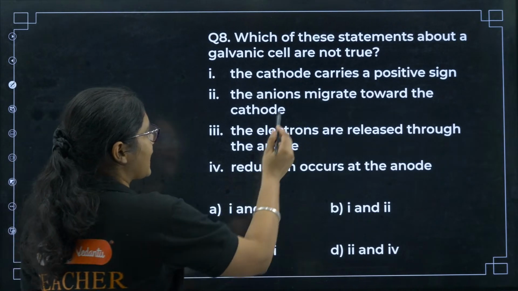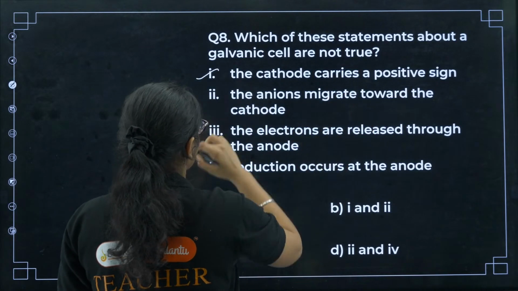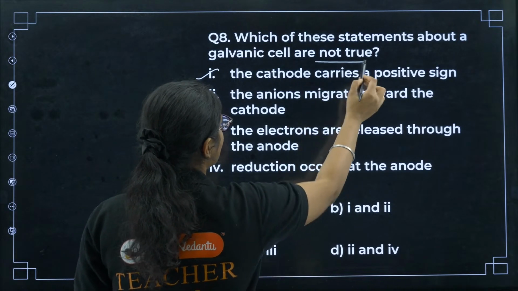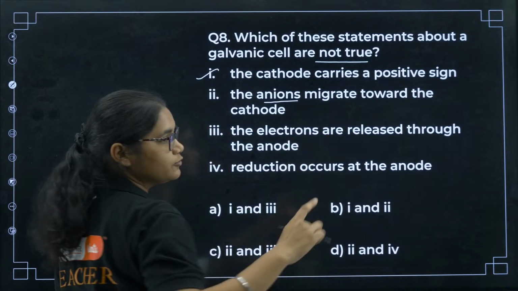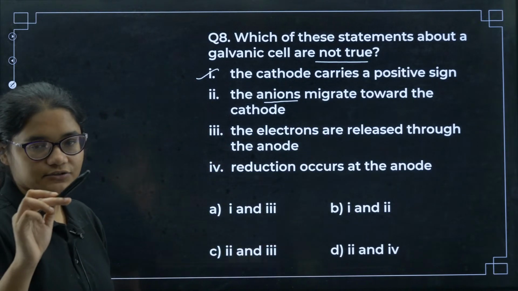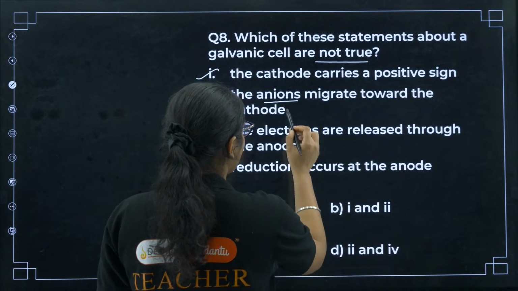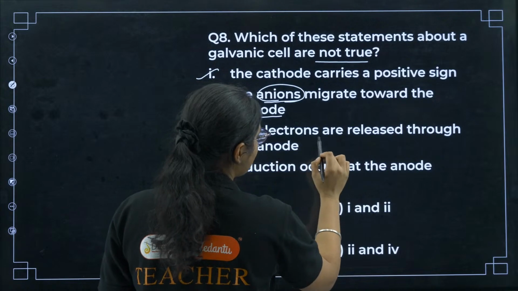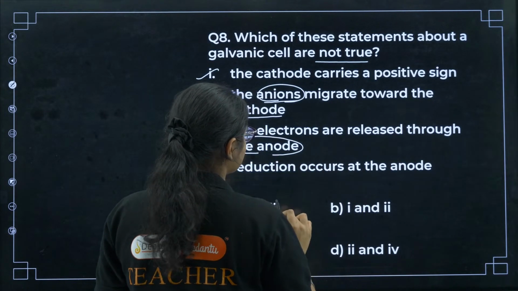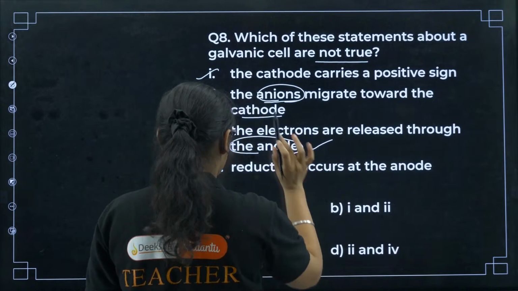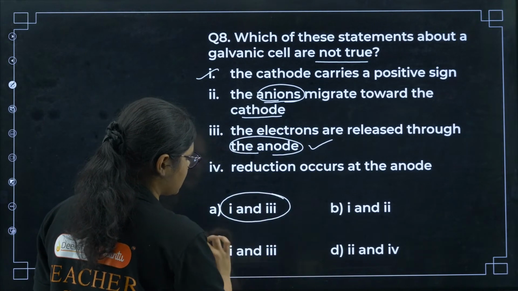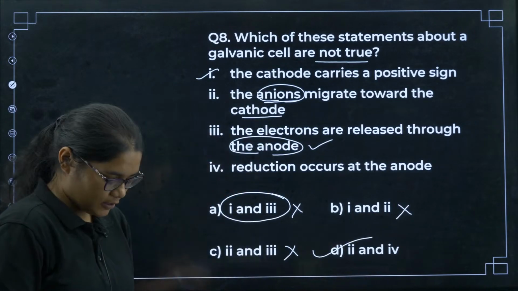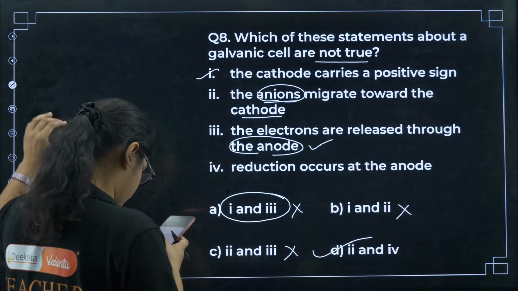The cathode carries a positive charge. Yes, this is correct. Anions migrate towards the cathode, you have to find what is not true. Anions are negatively charged, so anions will not move towards the cathode. Next, the electrons are released through the anode. Yes, electrons are released through the anode. So 1 and 3 cannot be the answer, right? This is correct, this cannot be the answer, this also cannot be the answer. So it has to be 2 and 4. Yes, all of you are correct, very good.